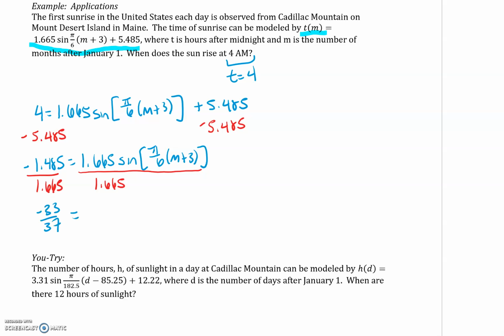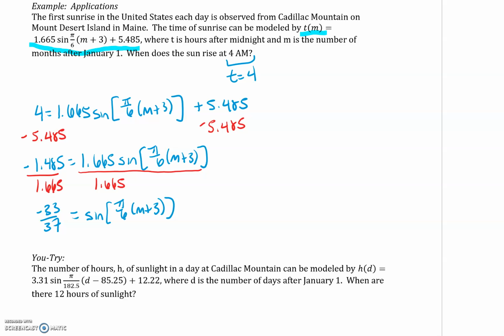So if your calculator does that for you, great. If not, you can leave it as negative 1.485 over 1.665. Just remember, don't round anything yet. And now we've got sine all by itself. Great, because we don't want sine, right? I want to get m. M is trapped inside the sine function.